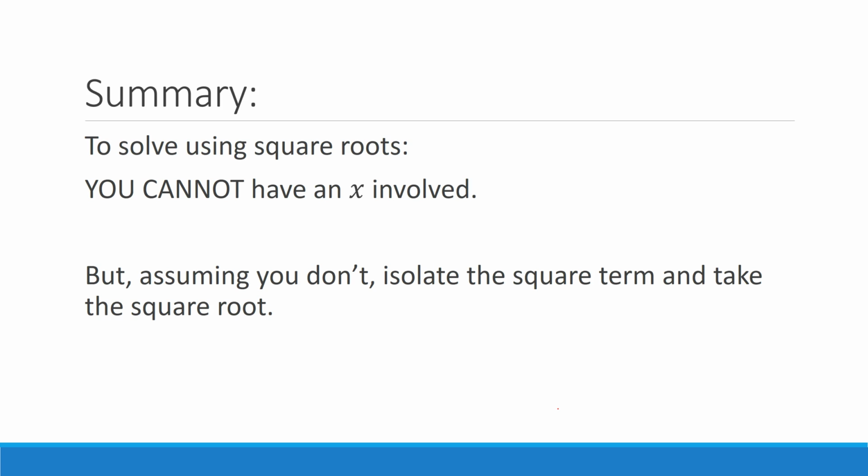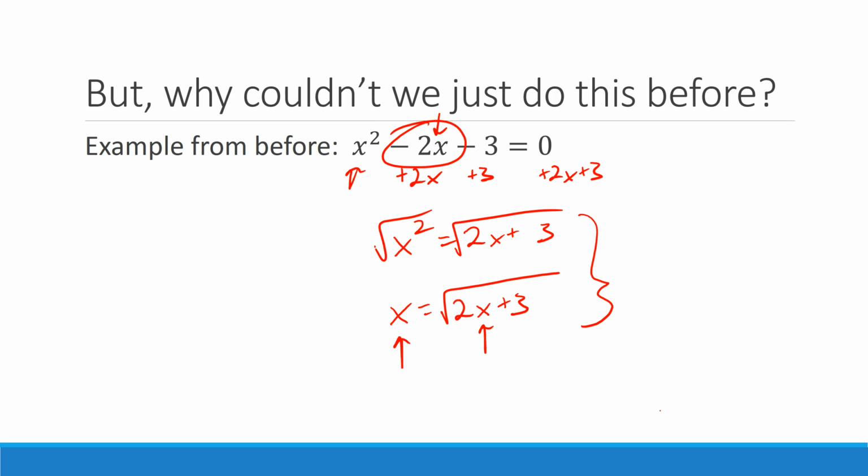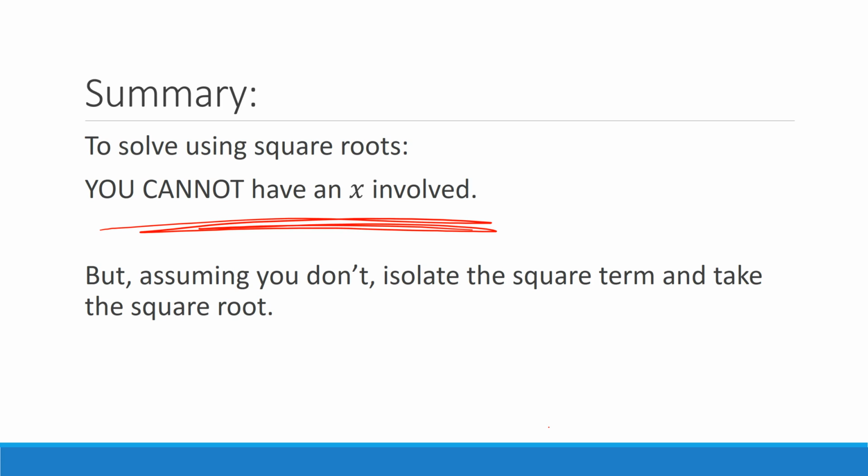Summary. To solve using square roots, you can't do it if you have an x involved. So this example, can't solve this with square roots. But if we have the other examples, just isolate the square term and take the square root. And again, remember I recommended working in reverse PEMDAS order, which is SAD MEP.